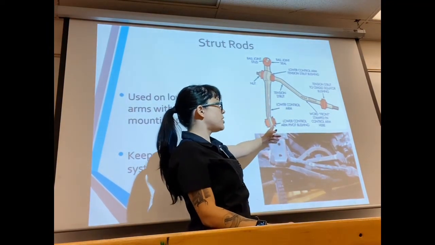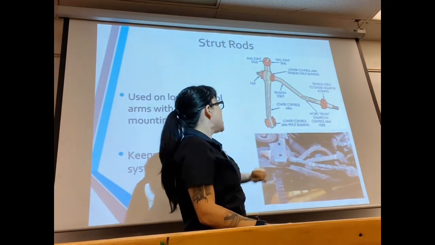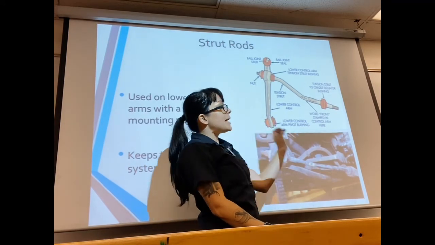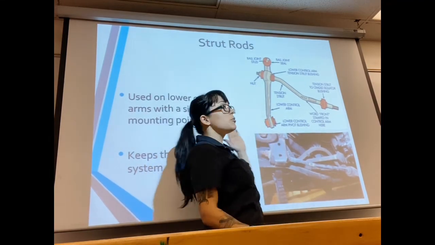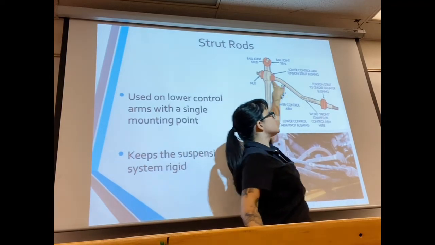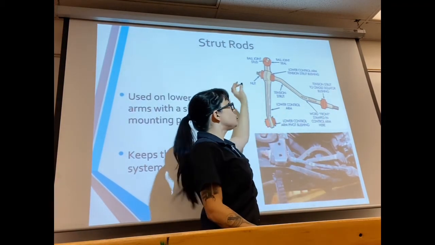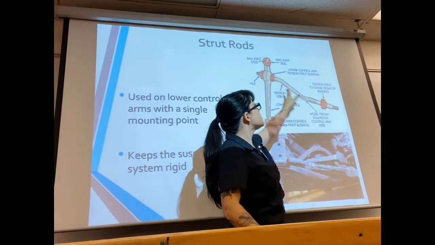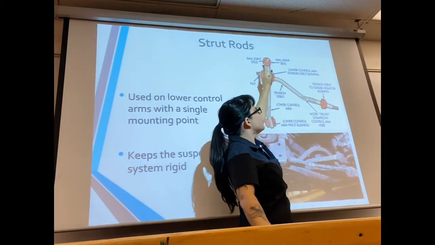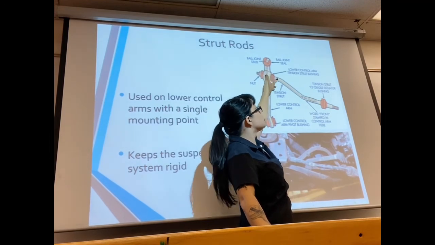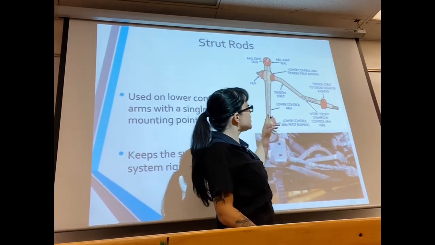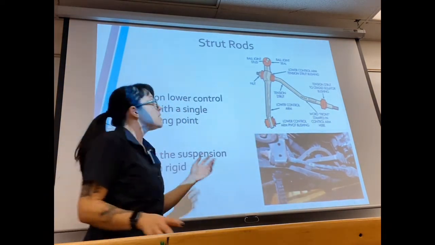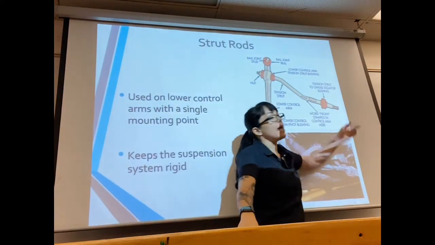Here is my inner mounting point that's going to mount onto the frame. Here is my outer mounting point that's going to mount onto my steering knuckle. So what's going to help keep that wheel assembly from moving frontward or rearward is going to be this strut rod. A strut rod is going to mount to the frame toward the front of the vehicle, and it's going to mount inside that control arm. And so now you can see that the whole purpose of a strut rod is to help triangulate a control arm.